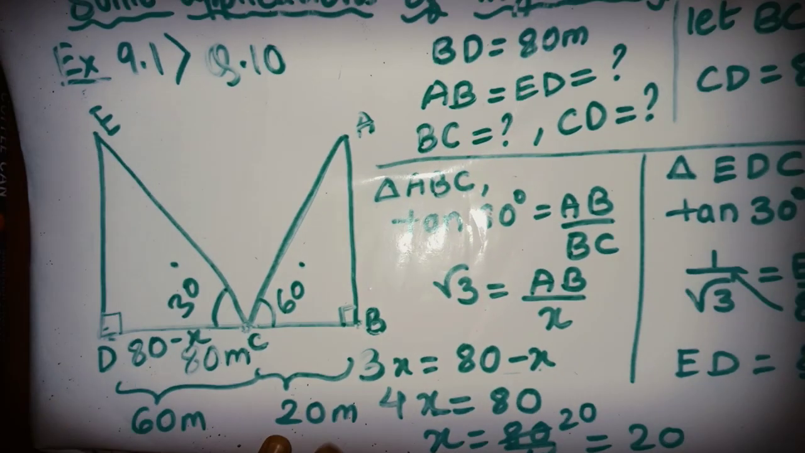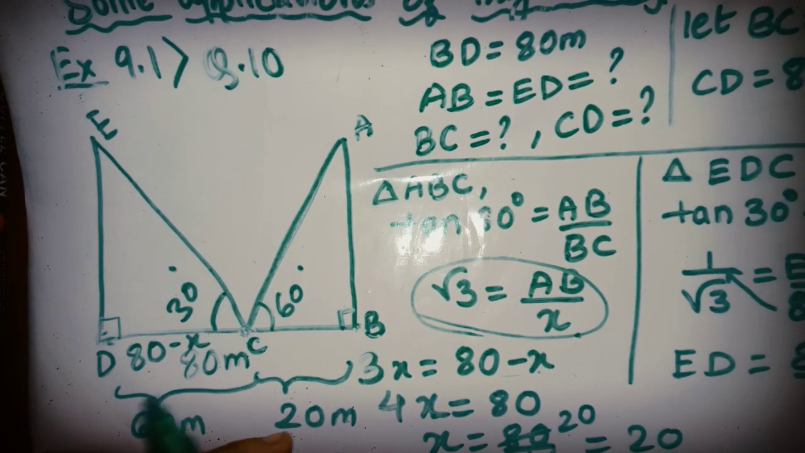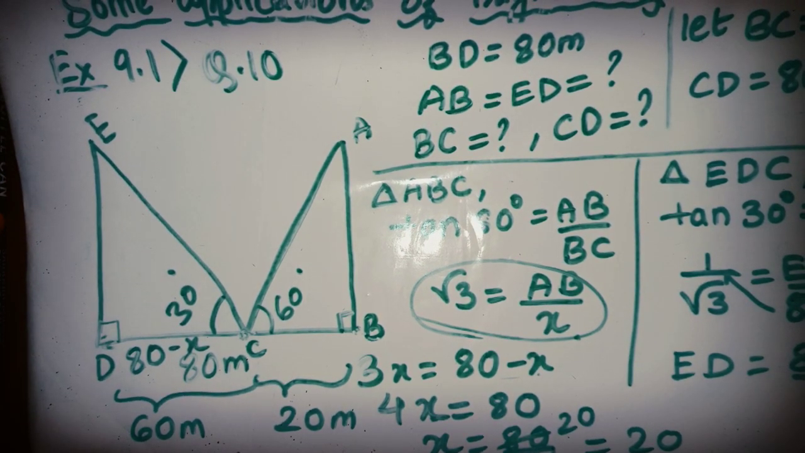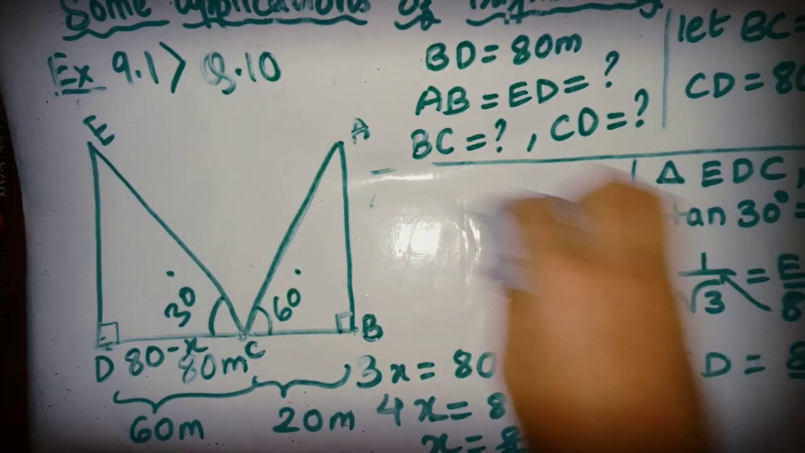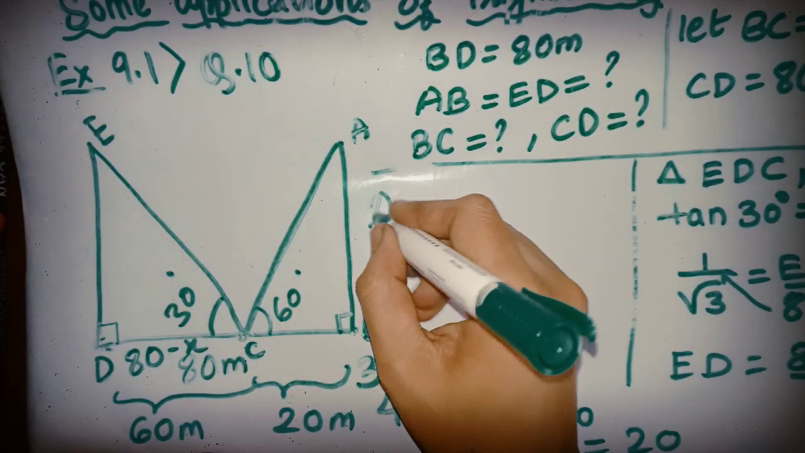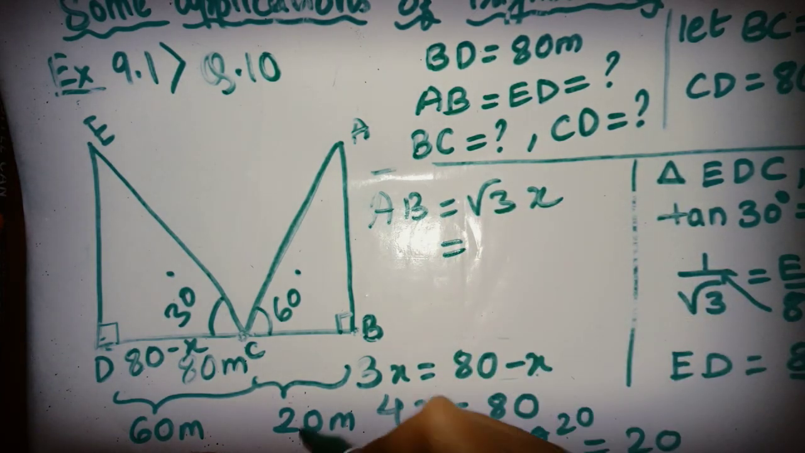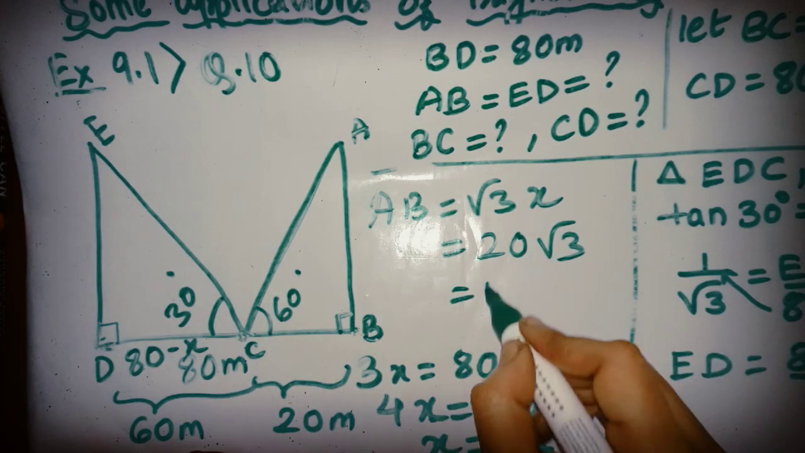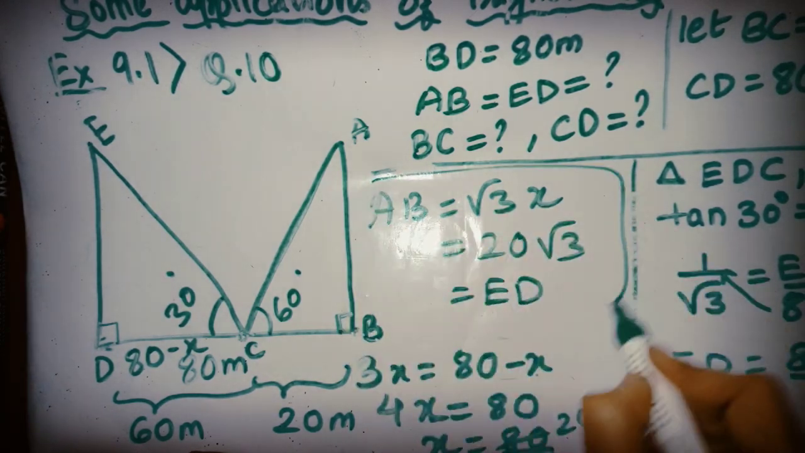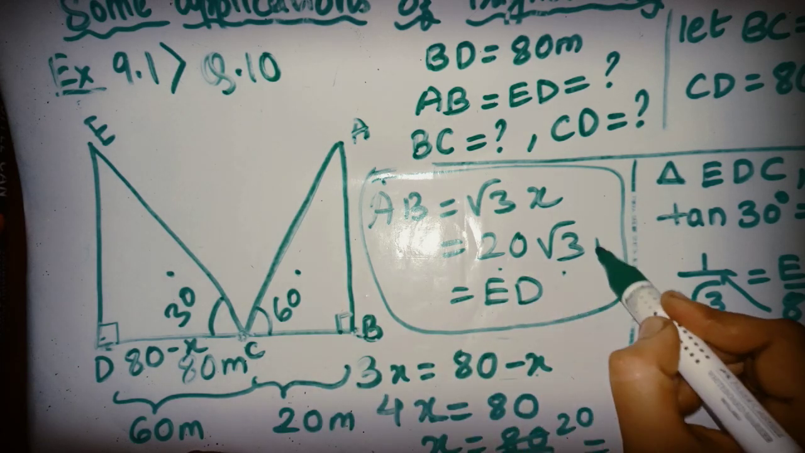Now let's find out the height. The value we got for x, we can substitute here. AB is √3x. X's value is 20, so AB is 20√3, which is equal to ED. So height of the poles is 20√3 meter.